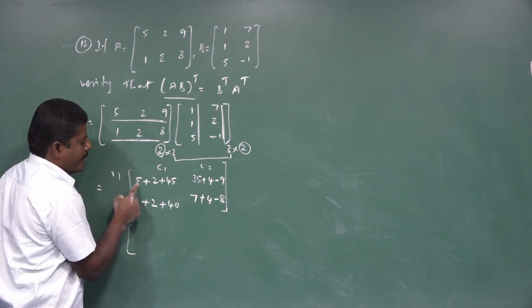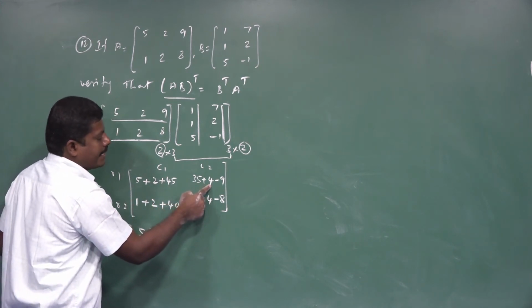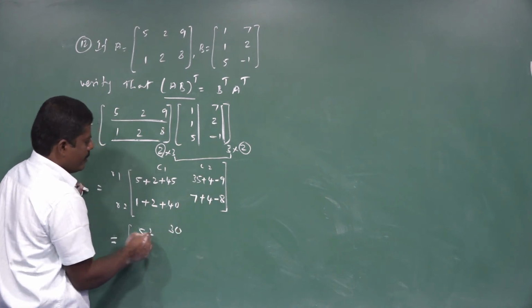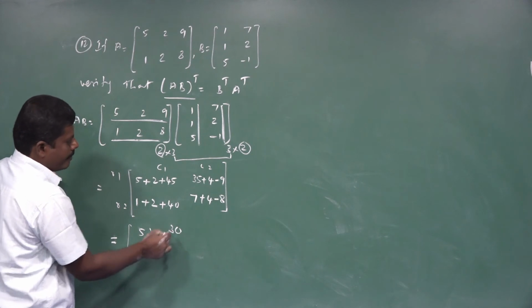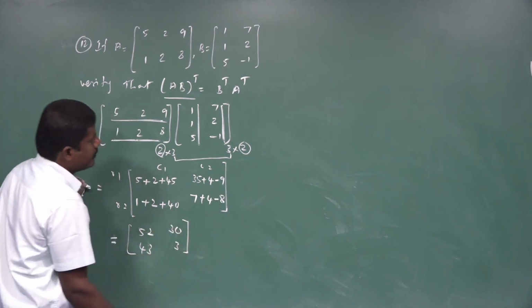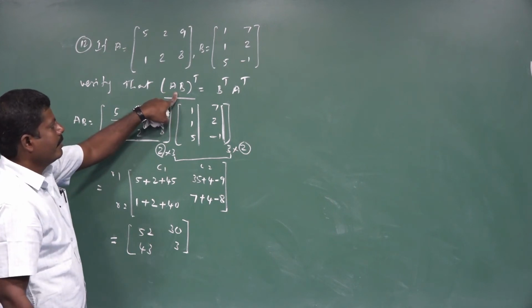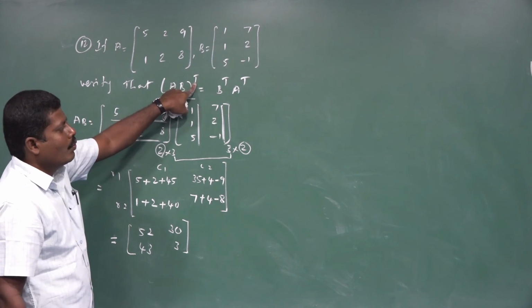Next, 45 plus 5 is 50, 50 plus 2 is 52. Here 35 plus 4 is 39, minus 9 is 30. Then 40, 42, 43. 7 plus 4 is 11, 11 minus 8 is 3. This is AB. But on our left side, AB whole transpose is there. Now you find AB whole transpose.